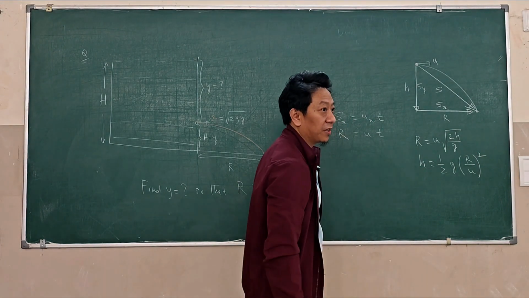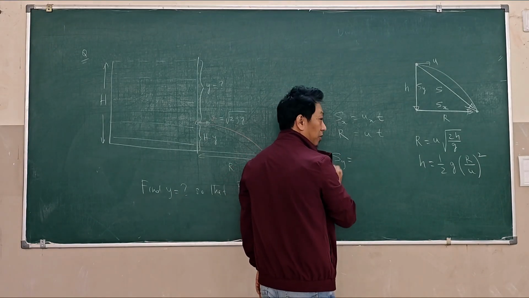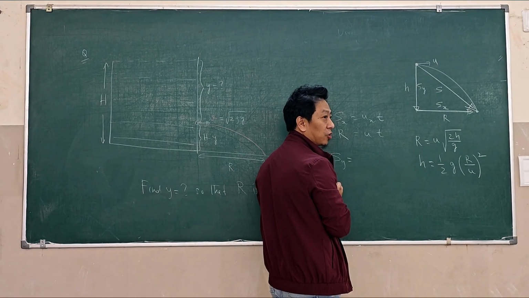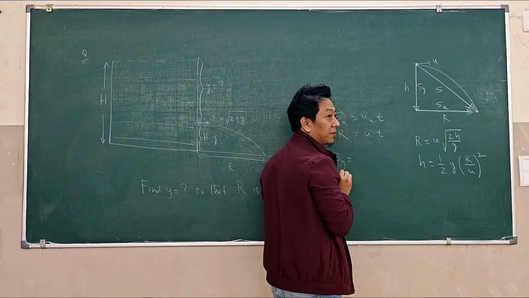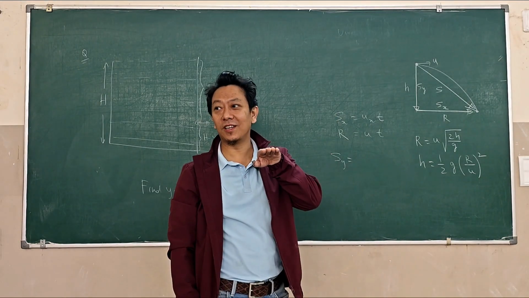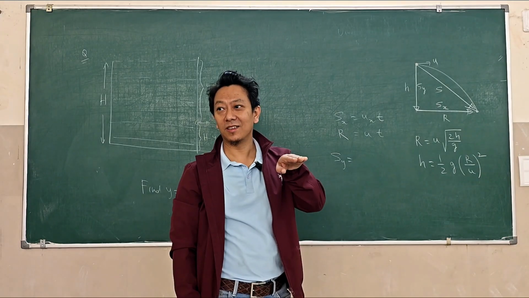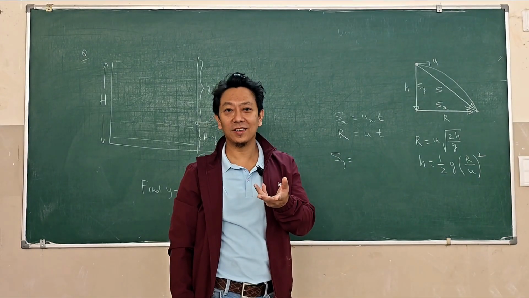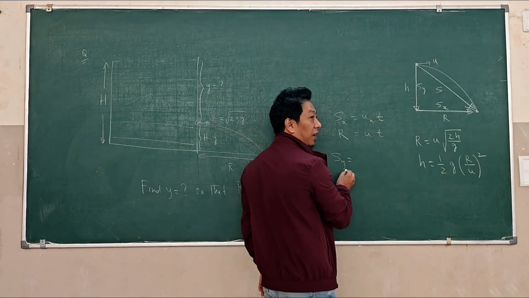So this is the first equation. The sy formula is what? uy t plus half ay t square. Here there is no uy. Why no uy? It starts with what velocity? Parallel to x. So what will be the y component? So if uy is 0, what will be sy?